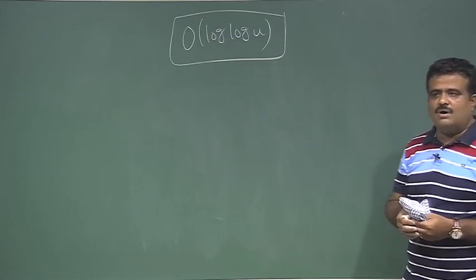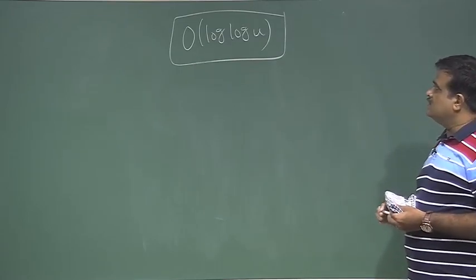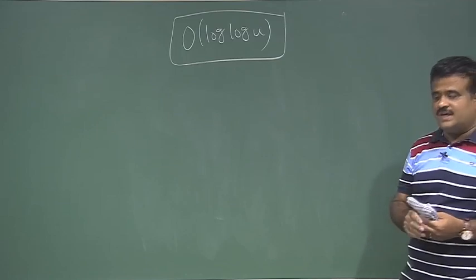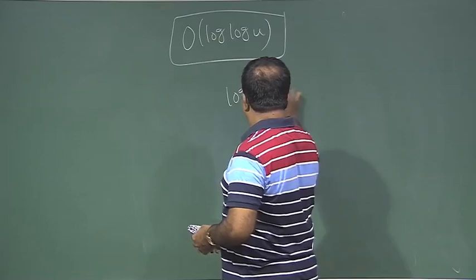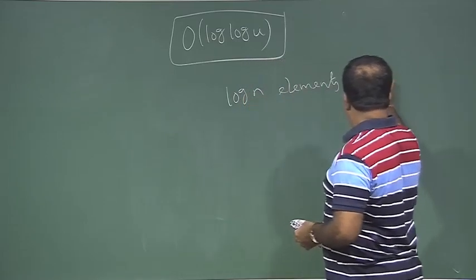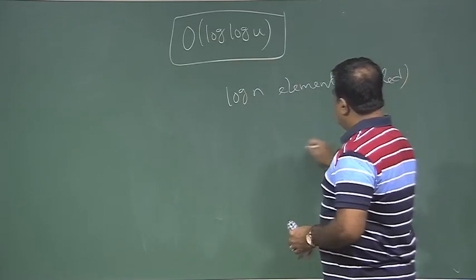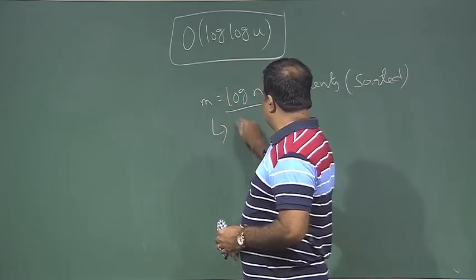So how can we get a time complexity of log n or log u for an algorithm? Any idea how we can get a log? Suppose we have n elements and they are sorted, and on these elements we are doing binary search.